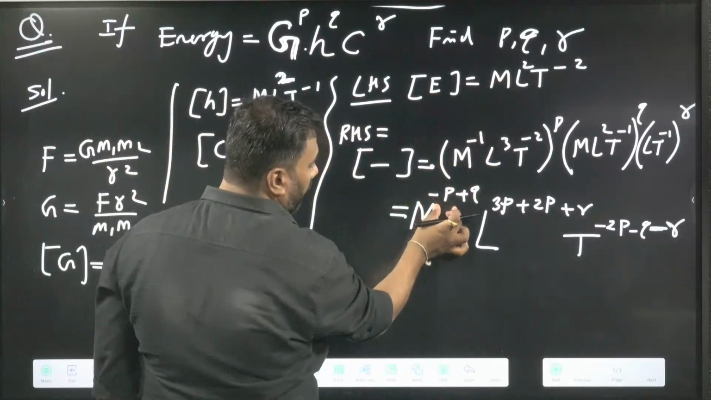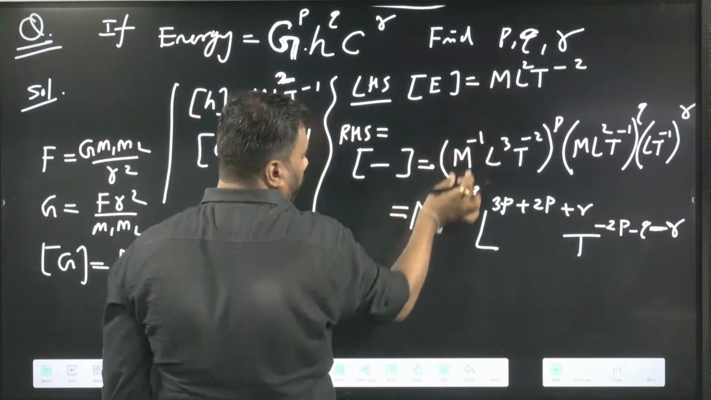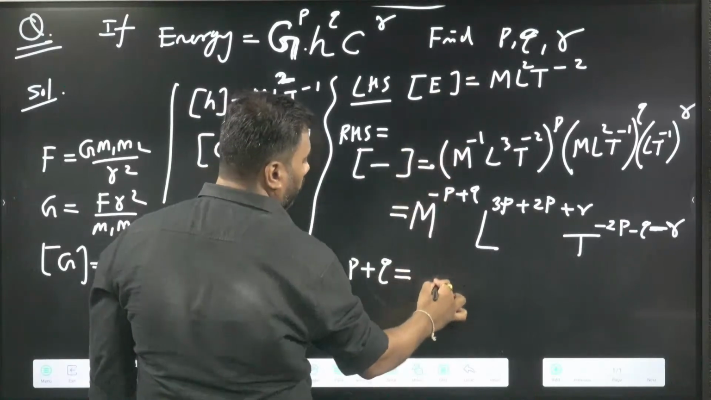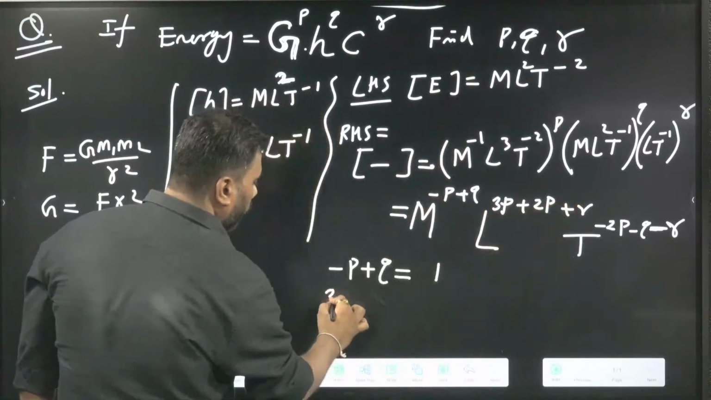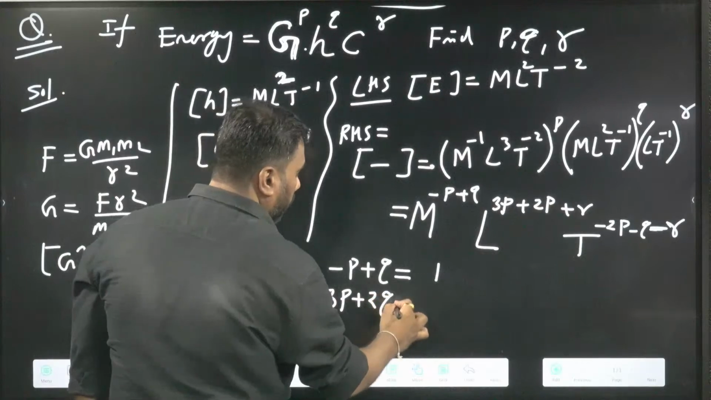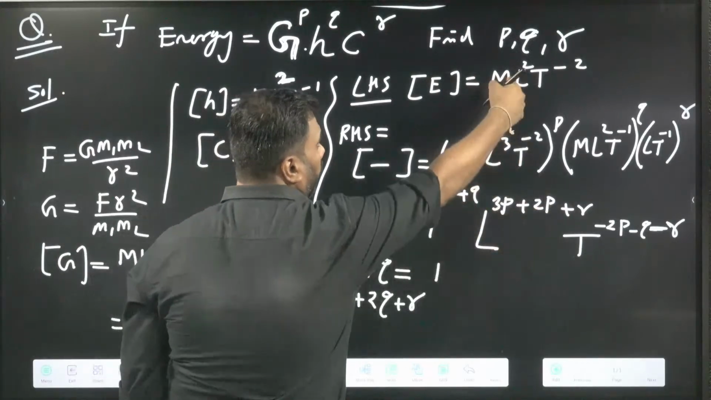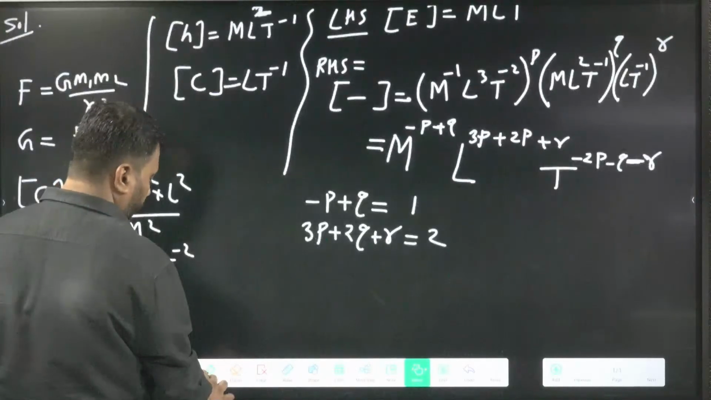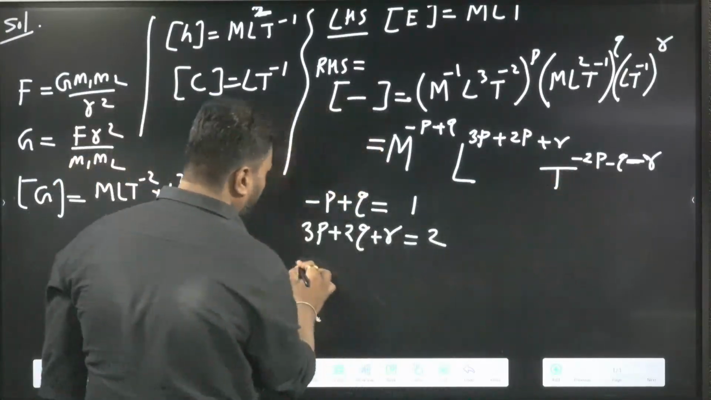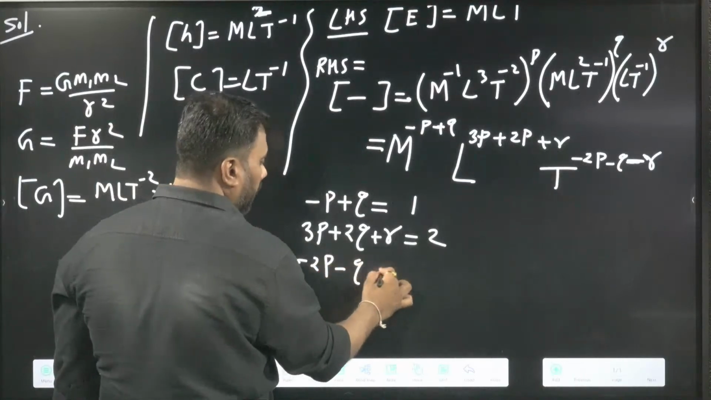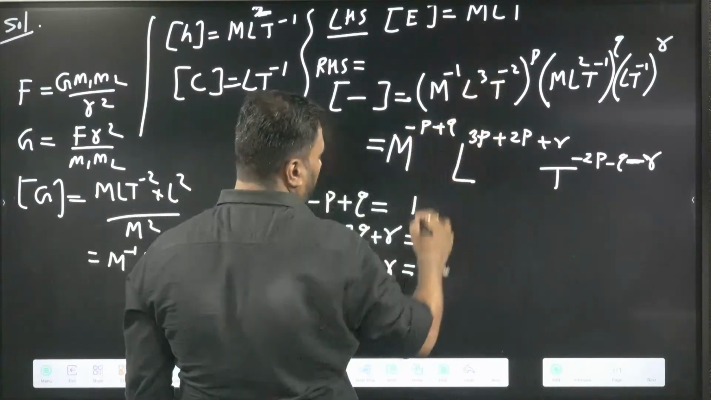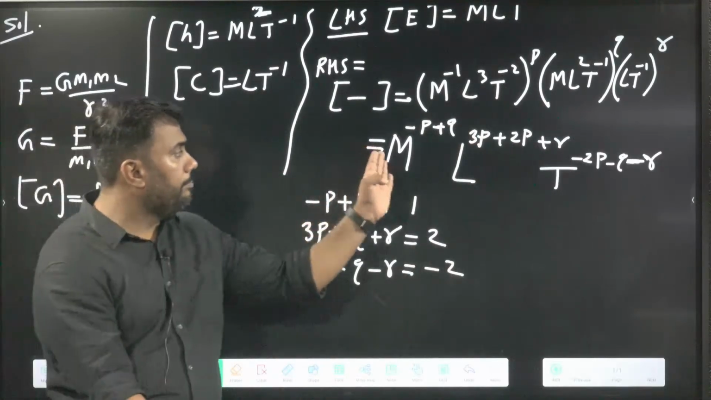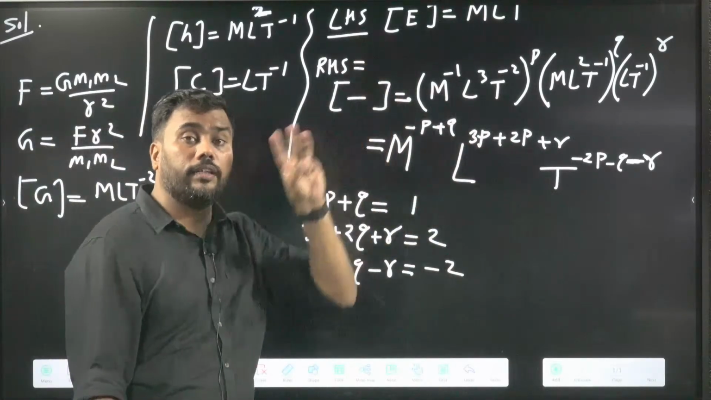If you compare the power of M, the power of M should be equal on both sides. So minus p plus q should be equal to 1. This expression gives you 3p plus 2q plus r. The dimensions of L should equal the dimensions of L, that is 2. Comparing the dimensions of time, here it is minus 2p minus q minus r, which should equal the dimension of time in energy, that is minus 2. So by comparing these 3 dimensions, I am getting 3 equations.